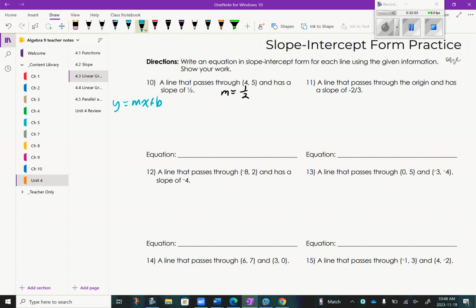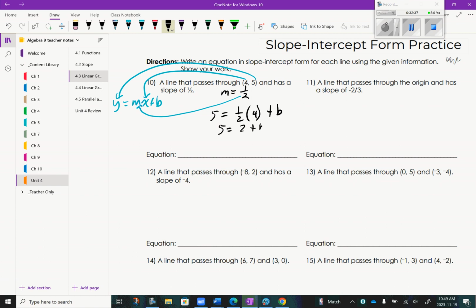We'll substitute. We're told it goes to the point (4, 5). So I'm going to take 4 and substitute it for the x, 5 for the y, and then substitute 1/2 in place of m. So we'll have 5 is equal to 1/2 times 4 plus b. There's only one variable there. This should be fairly simple to solve for b.